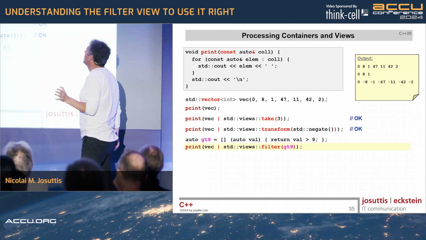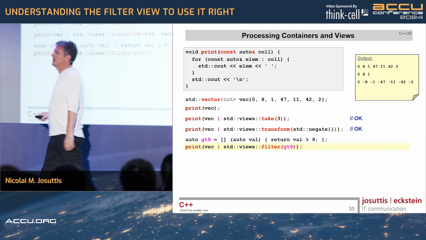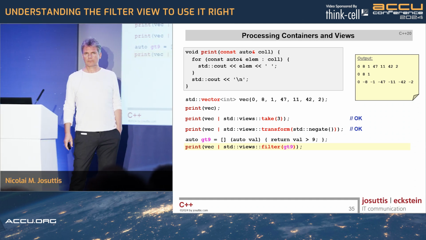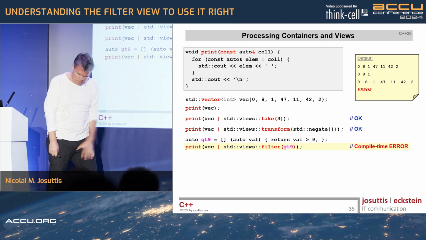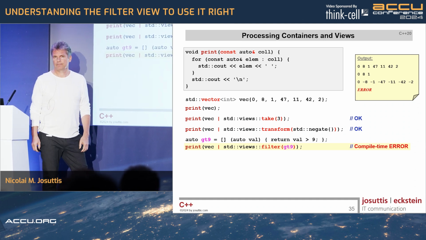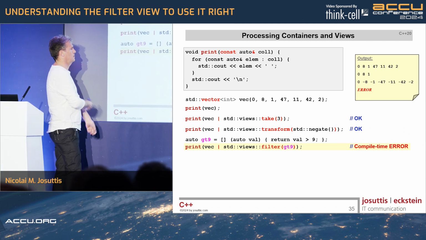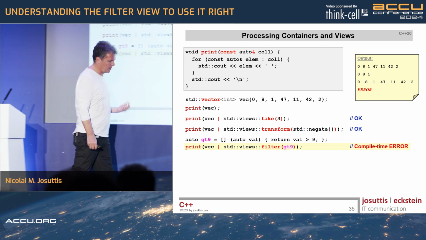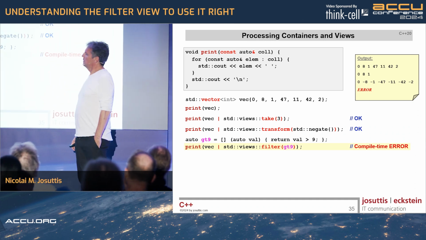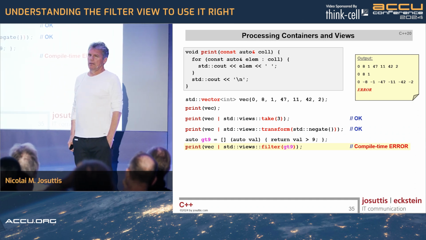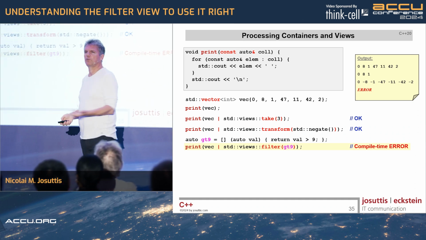So let's pipe the vector into a filter, and the predicate is let's only accept the elements that are greater than 9. I want to see the result, but compile time error. Wait a minute. Why is that a compile time error? You should see the error message. It's a little bit strange what it says. Somewhere in between the code, there's something wrong. Let me try out something. Let me see. So that means you cannot pipe a vector into a filter.